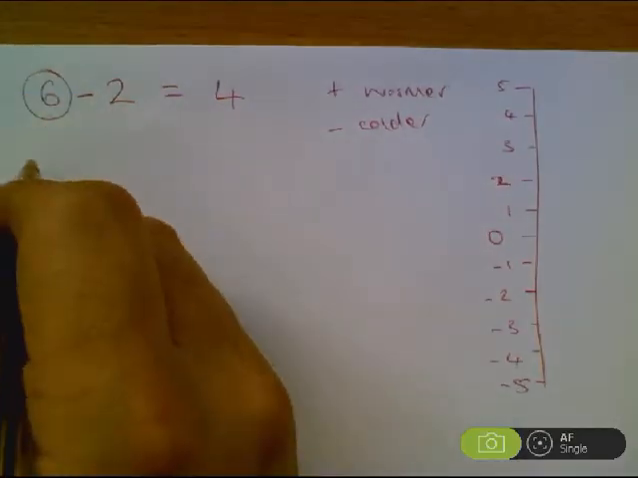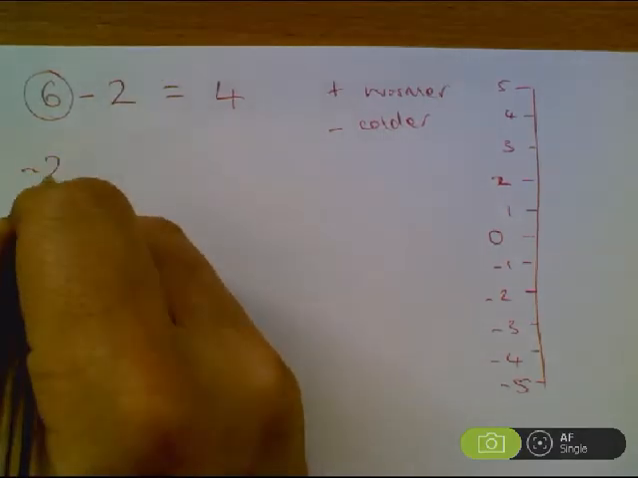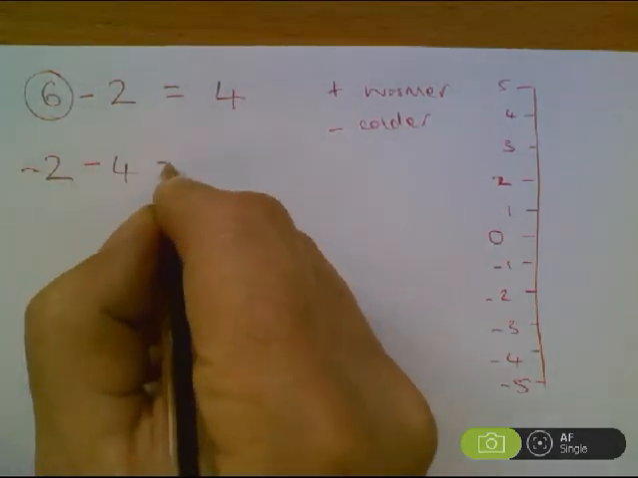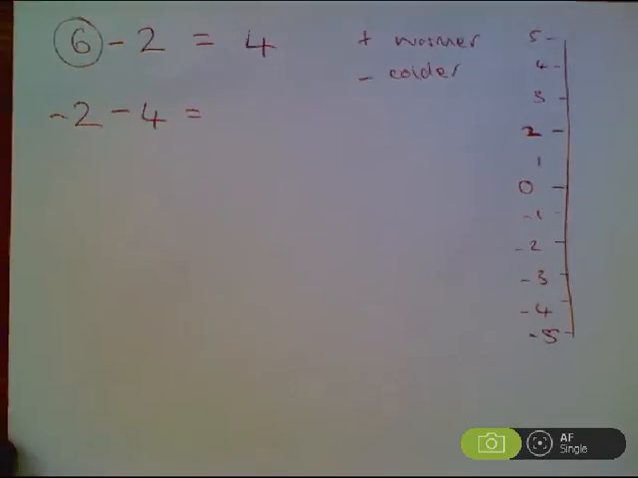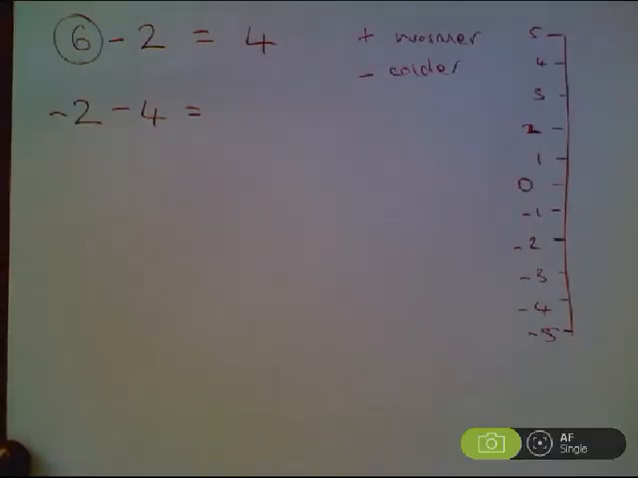So let's do another one. If I do minus 2 take away 4, then this is just moving up and down a number line. With multiplication and division that we looked at, there are rules about whether the answer is positive or negative, but with addition and subtraction you just move up and down a thermometer, if you like, and wherever you end up is where you end up, and that might be positive, it might be negative.